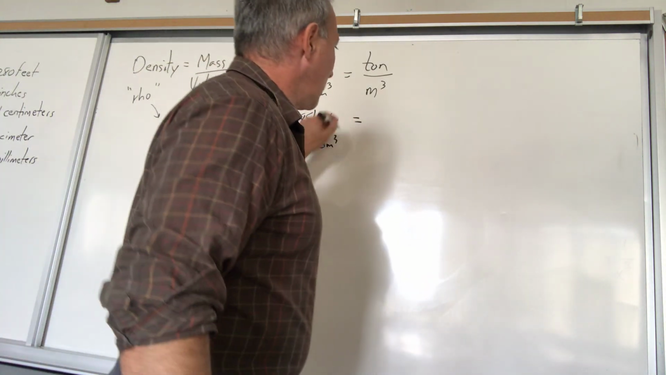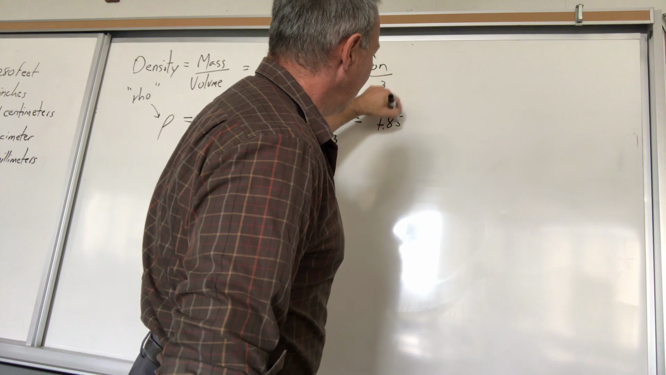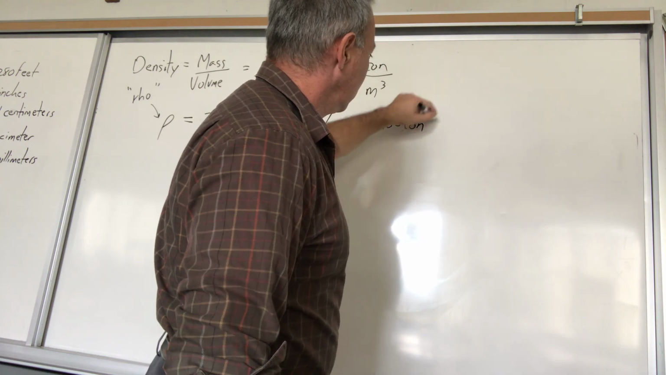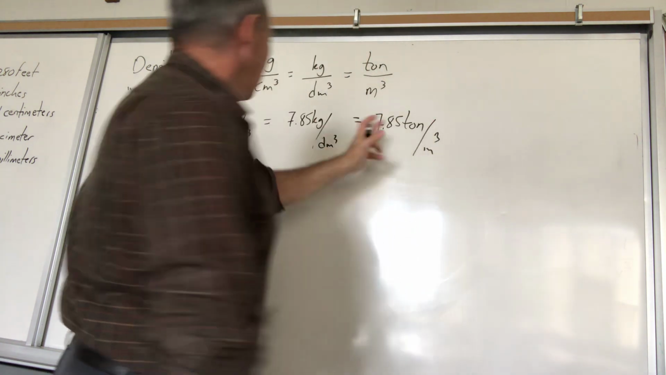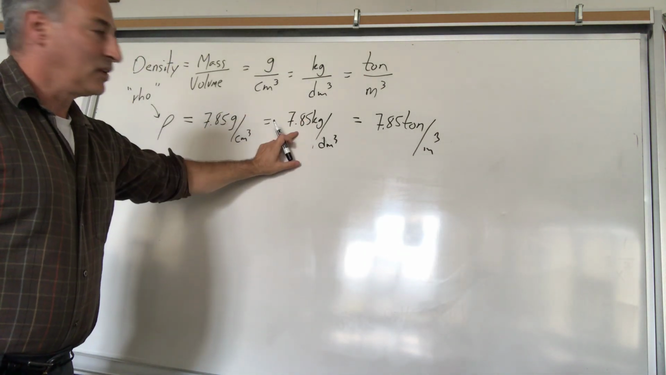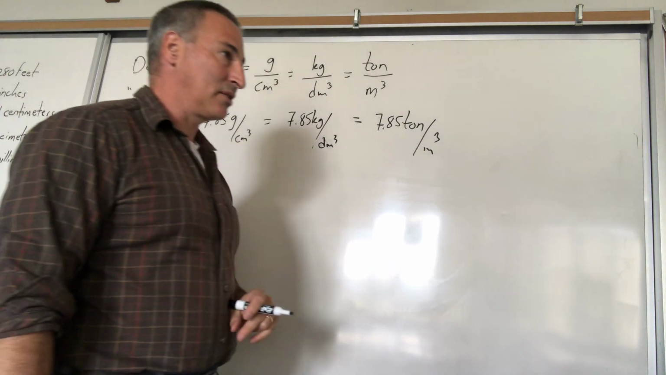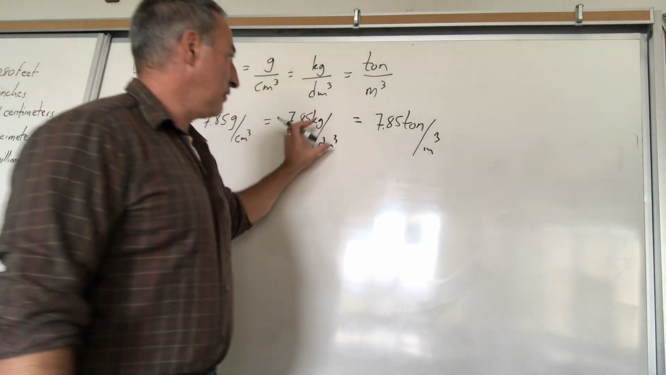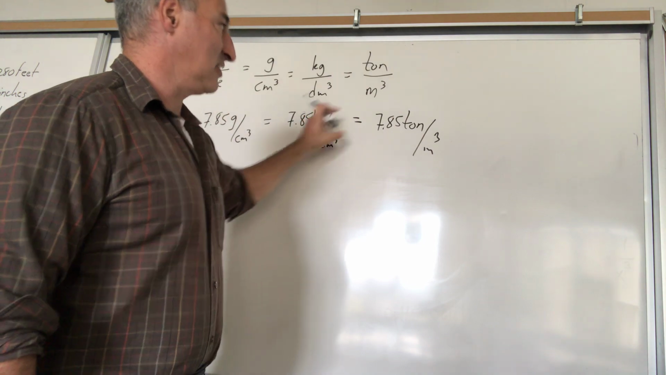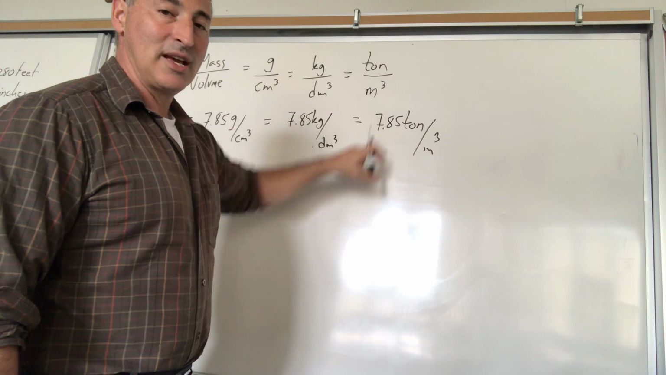And if you had a block of iron 1 meter high, it would also weigh 7.85 tons. So that's why, if you make both units 1,000 times bigger, you'll get the same number, because both the denominator and the numerator will increase by the same amount. Same here. If I go from kilograms per decimeter cubed to tons per meter cubed, I've made both top and bottom 1,000 times bigger, so you're going to get the same number.